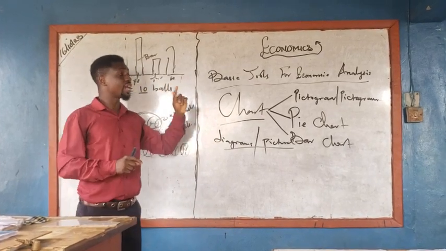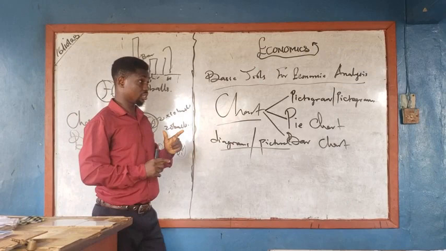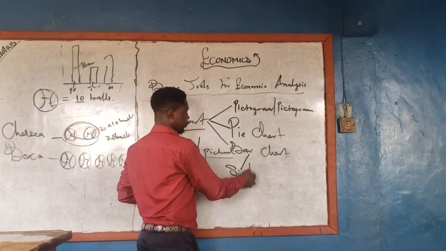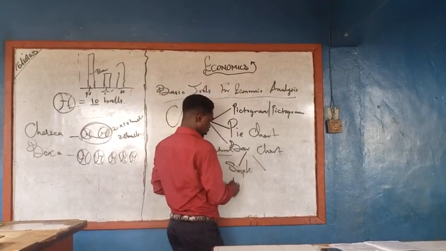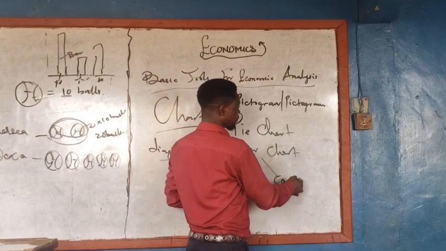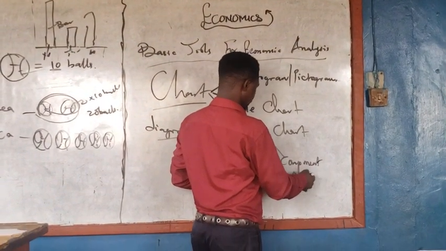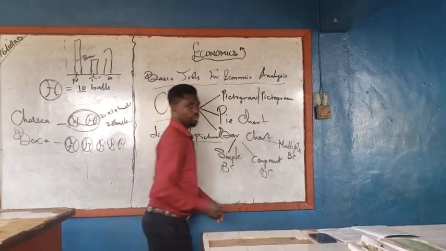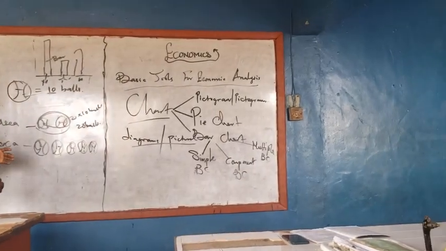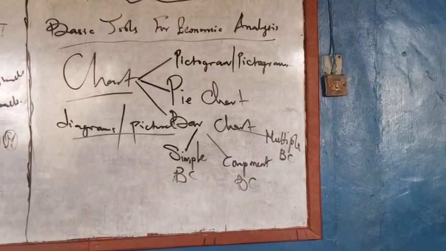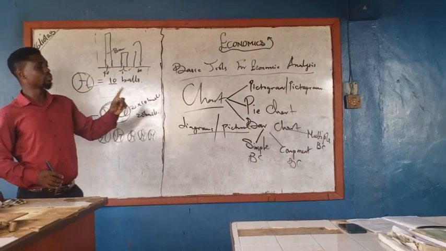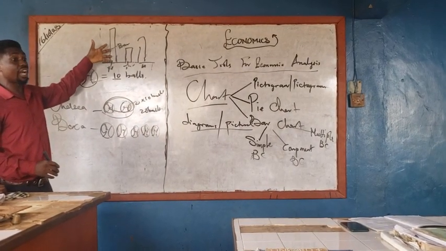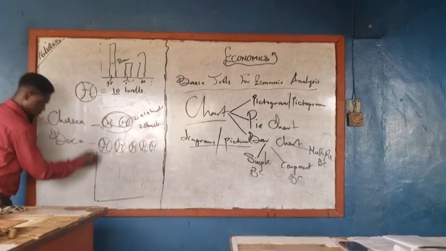Short explanation. Under the bar chart, we have 3 major types. The first one is called the simple bar chart. The second one is the component bar chart, and the last one is the multiple bar chart. The difference between the simple and the others is that simple has 1 bar representing 1 item, but component and multiple have 1 bar representing more than 1 item. So 2 items can be on it like this.